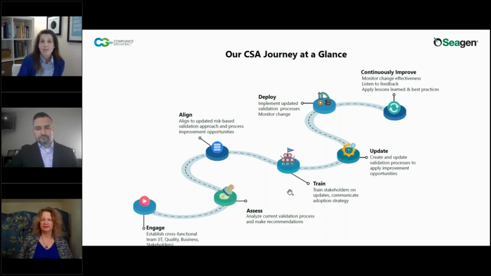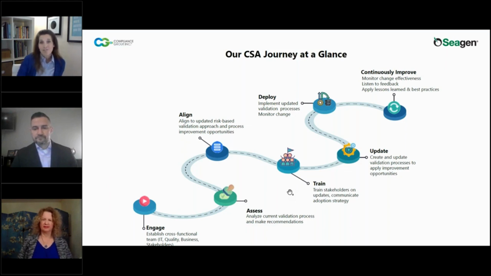We had to train the stakeholders, so those people that were impacted by the validation processes and needed to understand the changes. We worked very hard on communicating with them throughout the journey and continue to do so in aiding with their adoption of the updated processes.